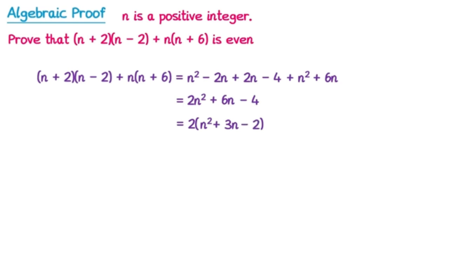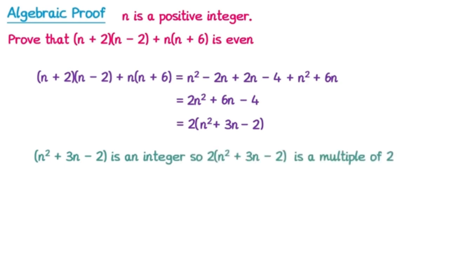So just like the last two proofs, we can now write a statement. N squared plus 3n minus 2 must be an integer, which means that 2 lots of that is a multiple of 2. But we know that a multiple of 2 also shows that the number is even. And that's the proof complete.